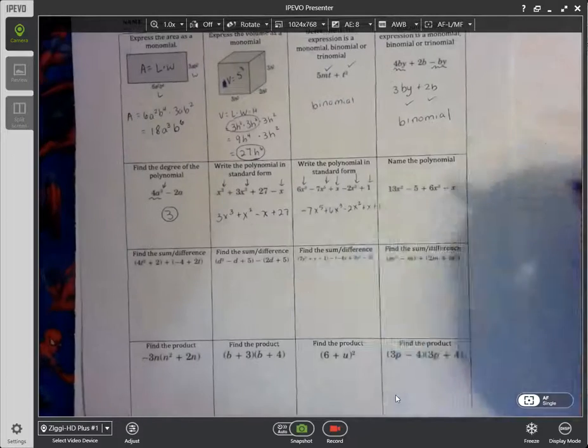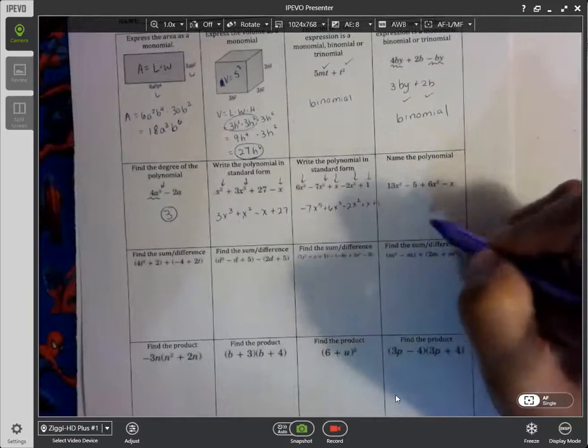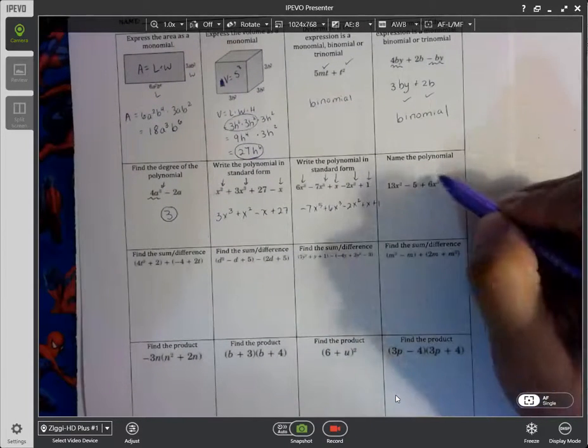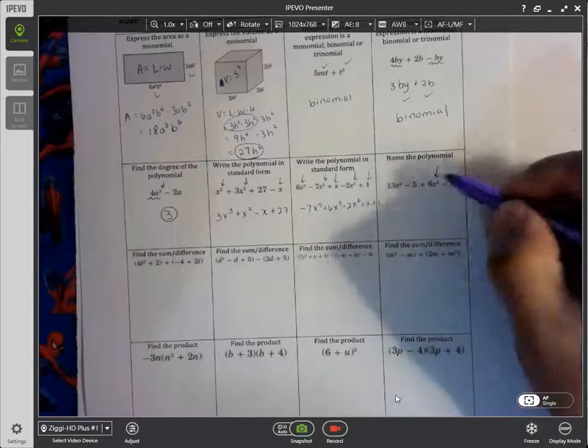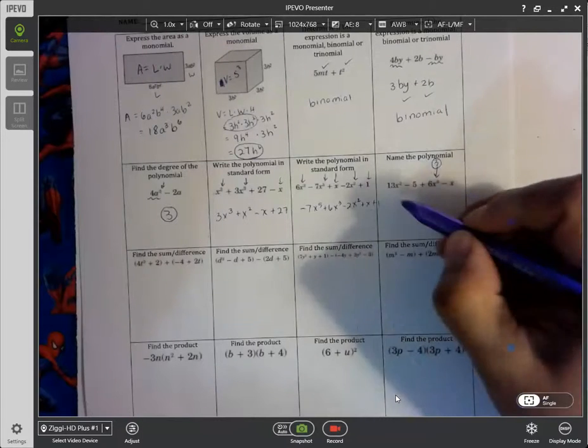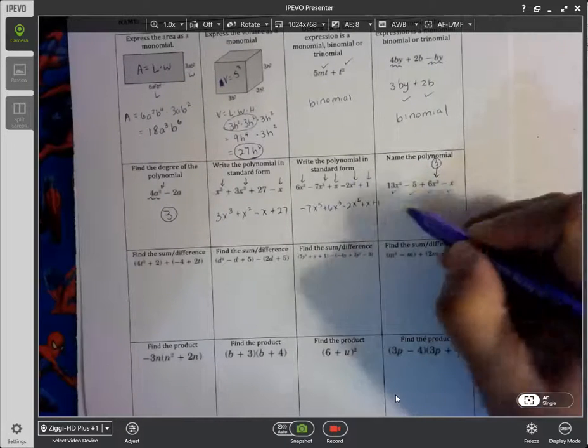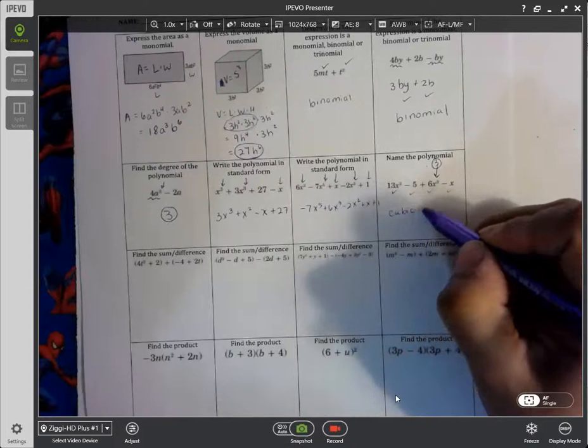Naming the polynomial. You could write it in standard form if you wanted to. It is not necessary. So you just look for the term with the highest degree. So this is degree 3, and it's got 1, 2, 3, 4 terms. So it is a cubic polynomial.